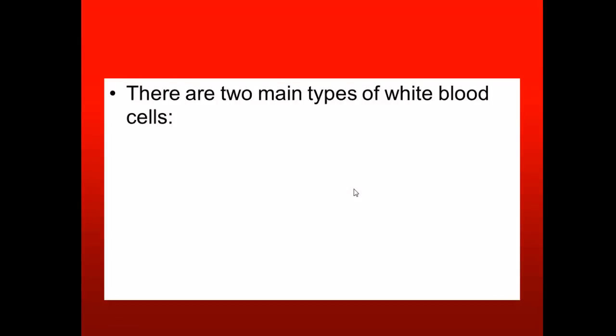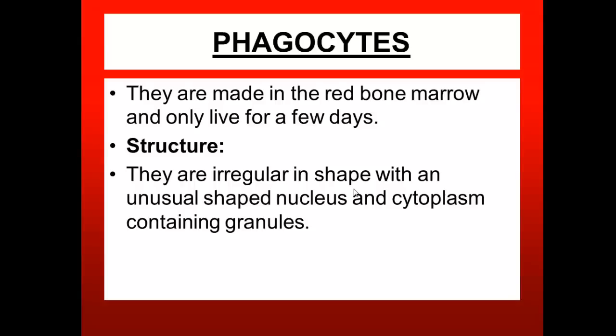So two main types of white blood cells. They are the phagocytes and the lymphocytes. And let's have a look at them. Phagocytes, right. Made in the bone marrow, red bone marrow, live only for a few days. And their structure, well, how do we describe them? They are irregular in shape, with an unusual shaped nucleus and cytoplasm containing granules. Let's have a look at that.